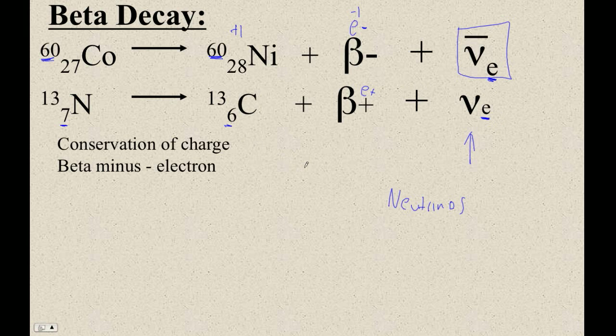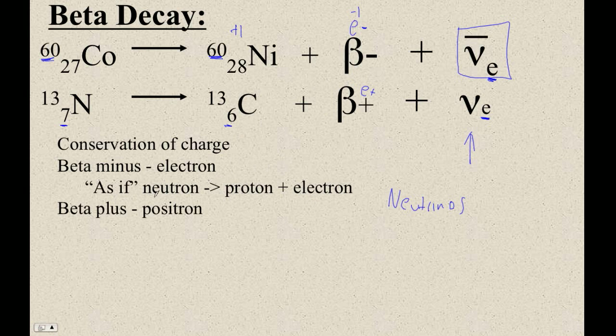We've talked about conservation of charge. Beta minus, it's just basically a beta minus. This guy is an electron. It's as if a neutron turns into a proton and an electron, okay? And then a beta plus is a positron. It's as if a proton, you can think of it this way, it's not what's really going on, a proton turns into a neutron and a positron. Positron being an antimatter electron, okay?